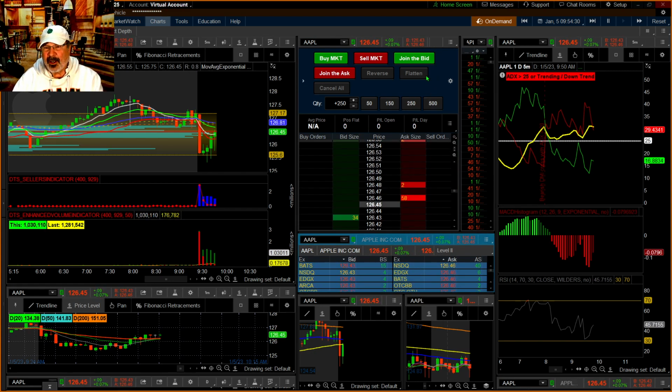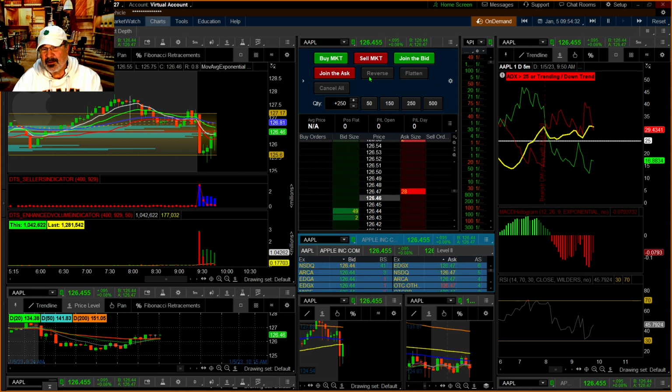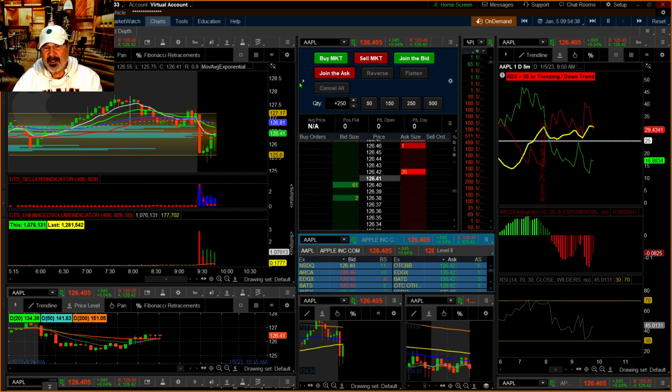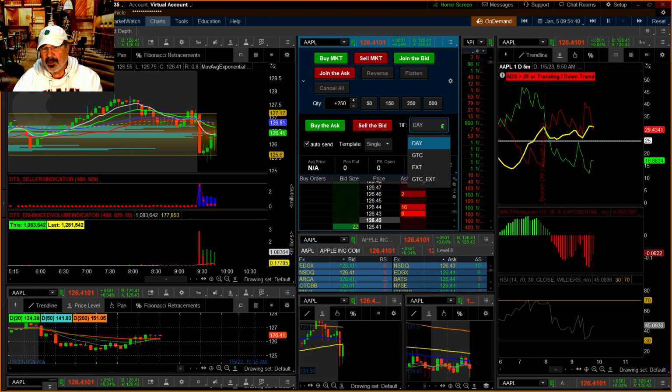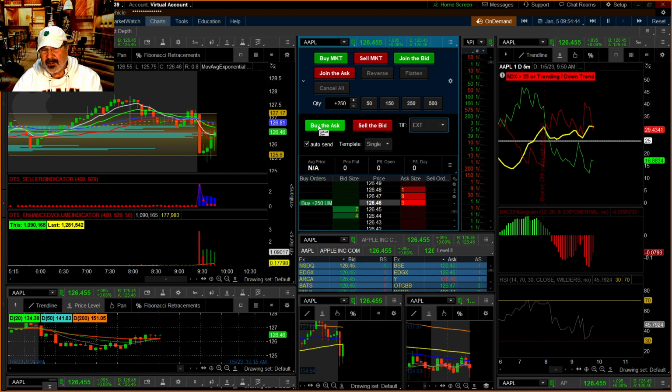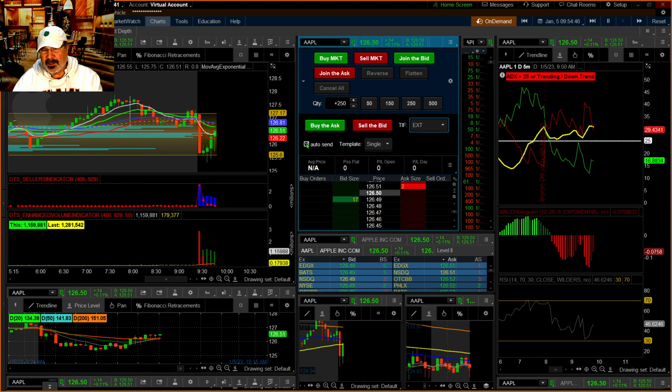And then I always make sure you have the reverse, flatten, and cancel all buttons. Those are pretty helpful. Again, watch some of my trading, you'll see that. And then if you want to trade pre-market, I have it down here where I can go extended, and then I would be using these buttons. So I would just keep this open. It's always on auto send.